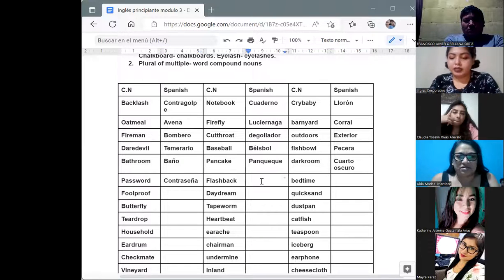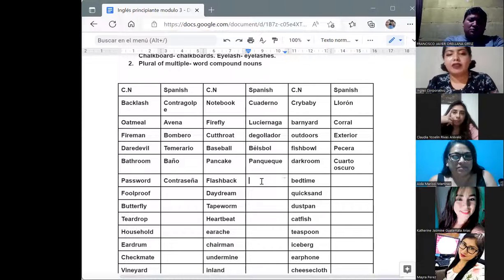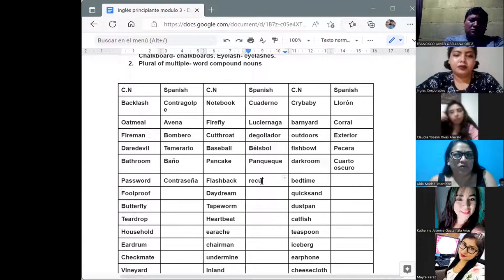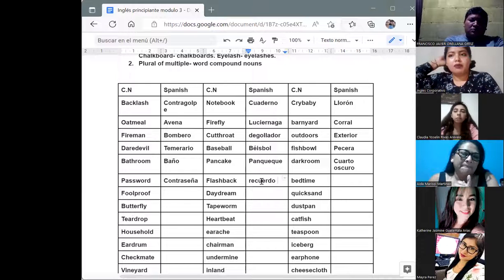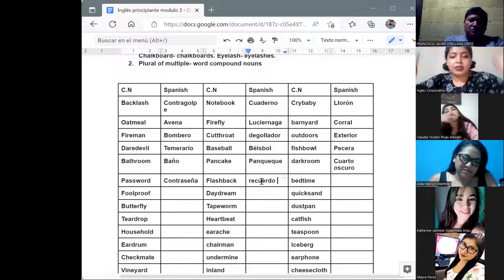Flashback. ¿De la cámara? Como recuerdo. Exactamente. Flashback. Se le llama retrospectivo, pero lo podemos utilizar como un recuerdo. Okay. Because we have the word memory for this word. Memories son recuerdos, pero el flashback es una retrospectiva donde nosotros empezamos a pensar todo lo que sucedió.